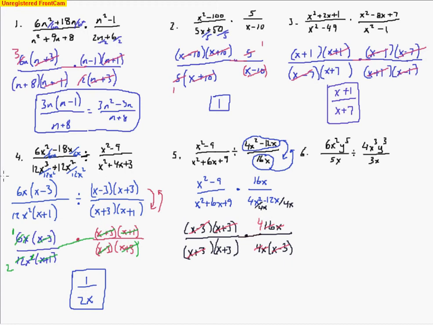So let's see what's left over. Sometimes it's nice when you've canceled a lot of stuff to circle what's left over. So notice how I have a 4 here, and I have the x plus 3. So that's all I've got left over. And so that's what I'm going to write down: 4 over x plus 3. And there is my answer.